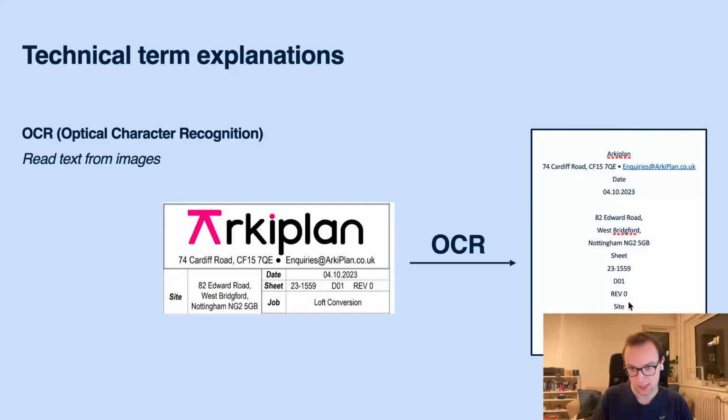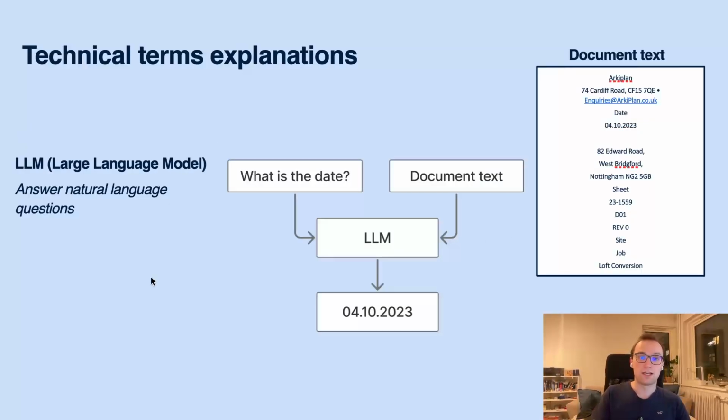Because it wouldn't know that site corresponds to 82 Edward Road. That would be a challenge, something to be aware of. And also LLM, that's a large language model. Most of you probably know what this is. You can input natural language and it outputs natural language.